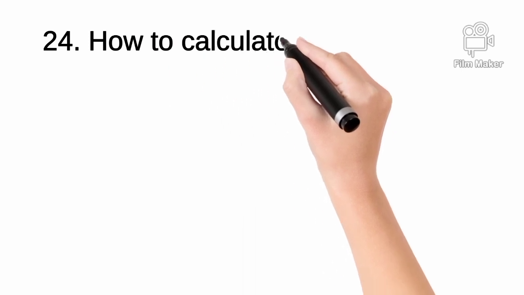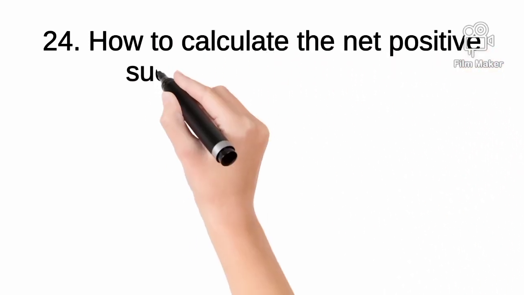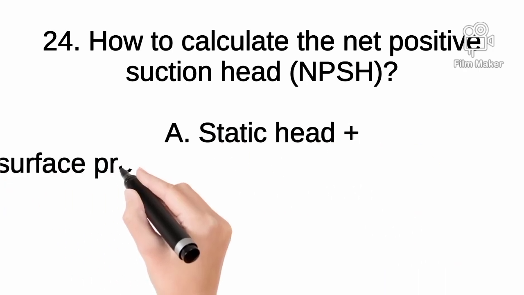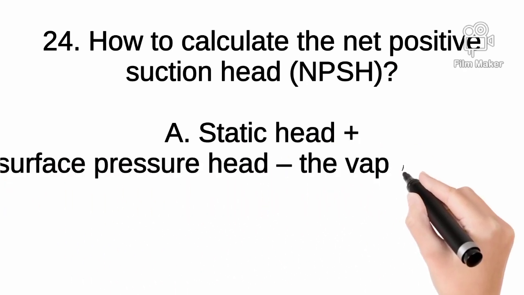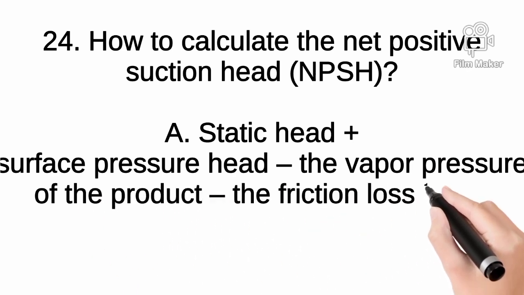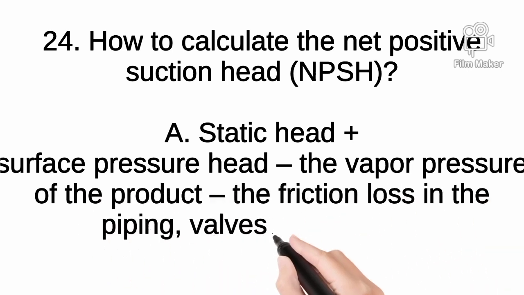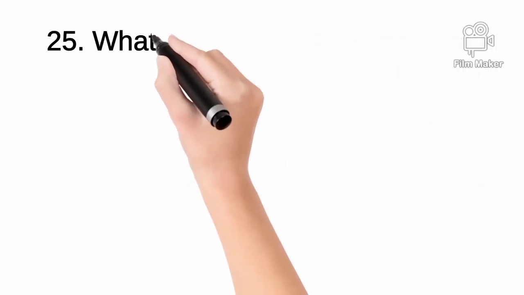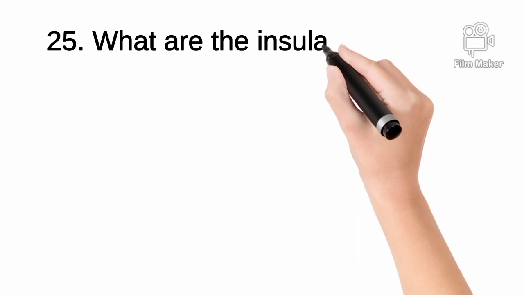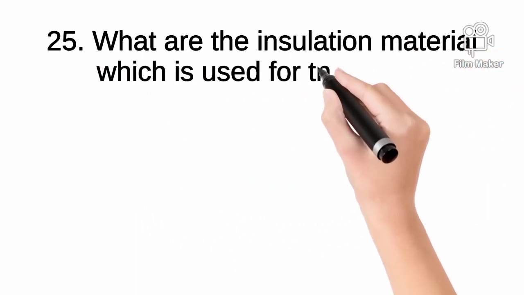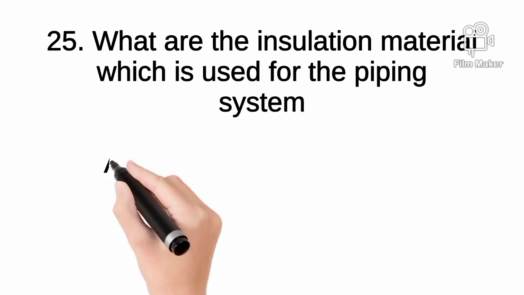How to calculate the net positive suction head NPSH? A. Static head plus surface pressure head, minus the vapor pressure of the product, minus the friction loss in the piping, valves, and fittings. What are the insulation materials which are used for the piping system? A. Rigid calcium silicate, cellular glass, fibrous, rock and glass wool.